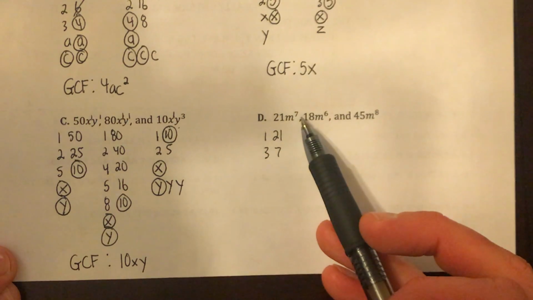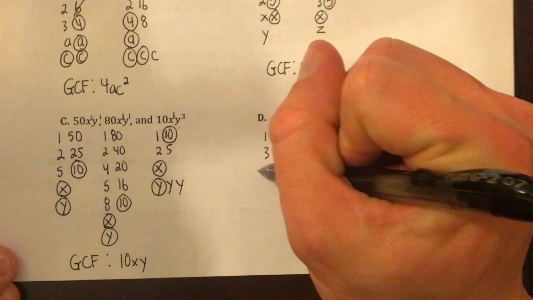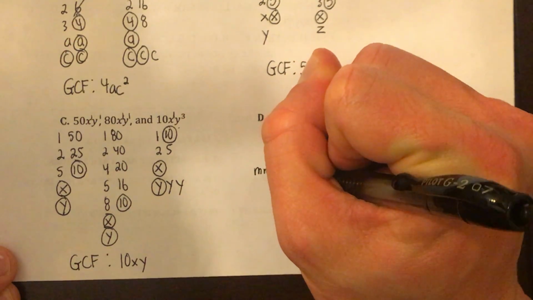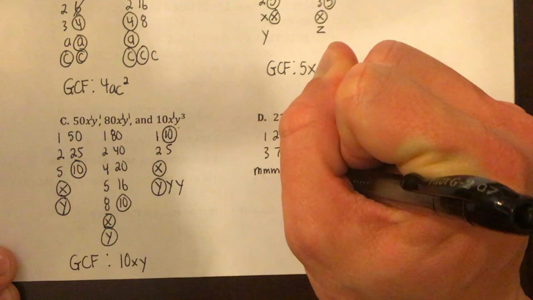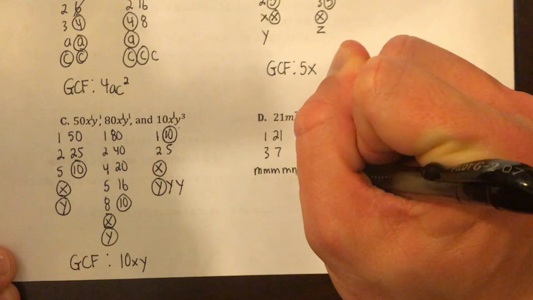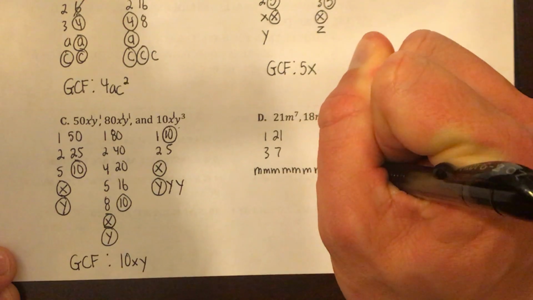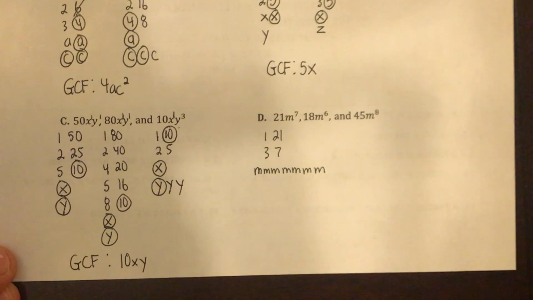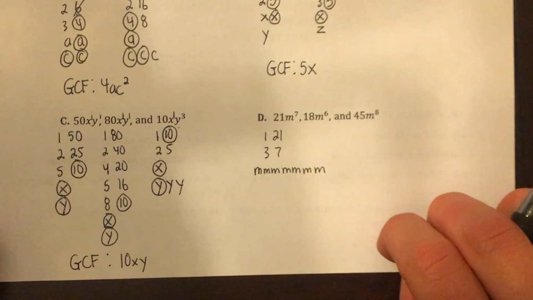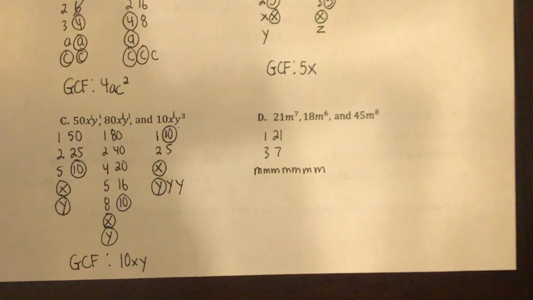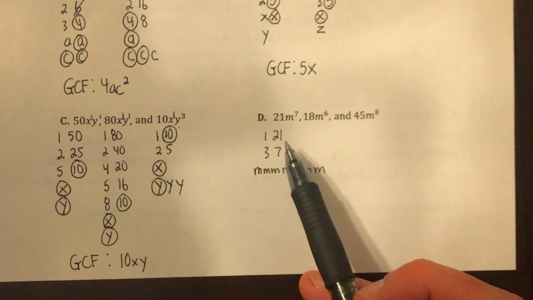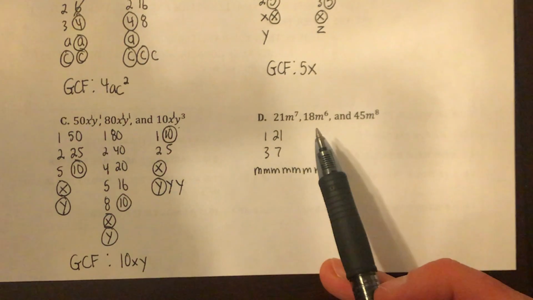Now we've got m to the 7th. So that means we're going to have to list out 1, 2, 3, 4, 5, 6, 7 m's. There's 7 m's in that factor pair list. Now obviously that's really long, so I'm going to have to move my 18m to the 6th to the side. So let's start with that one. I've got all my factors listed for this one. Now I need to list them for here.